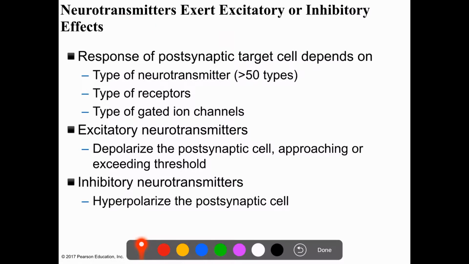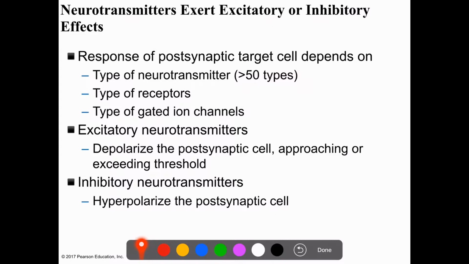Now, neurotransmitters are extremely important because they can either excite or inhibit the target cells. When released on the target cells, they can either activate or excite the cell, or deactivate or inhibit these target cells. The action on the target cells depends on several factors. It depends on the type of the neurotransmitters, we have more than 50 types, on the receptors, and on the type of gated ion channels on the target cells.